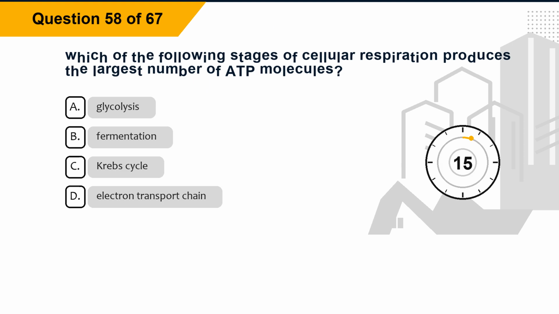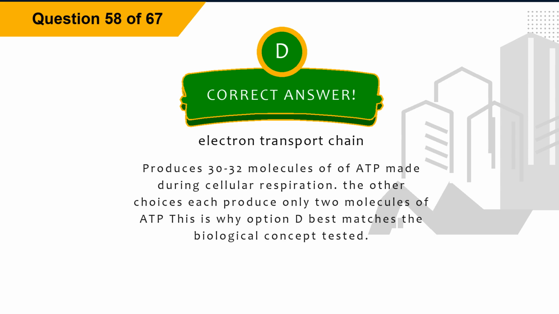Question 58. Which of the following stages of cellular respiration produces the largest number of ADP molecules? Option A, glycolysis. Option B, fermentation. Option C, Krebs cycle. Option D, electron transport chain. The correct answer is option D, electron transport chain. Explanation: it produces 30-32 molecules of the ATP made during cellular respiration.